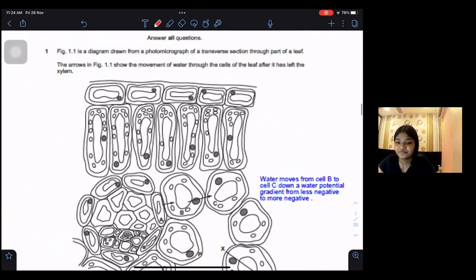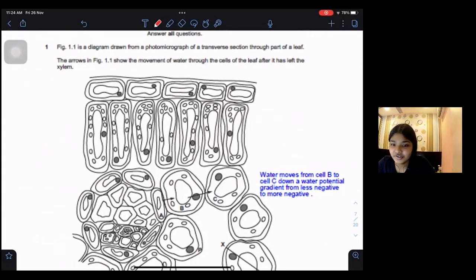Okay. So the first question: figure 1.1 is a diagram from a photomicrograph of a transverse section through a part of a leaf. The arrows in figure 1.1 show the movement of water through the cells of the leaf after it has left the xylem vessels.